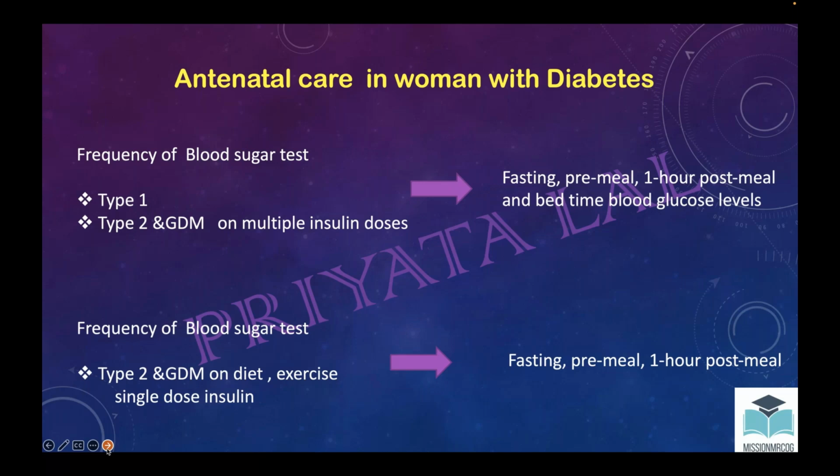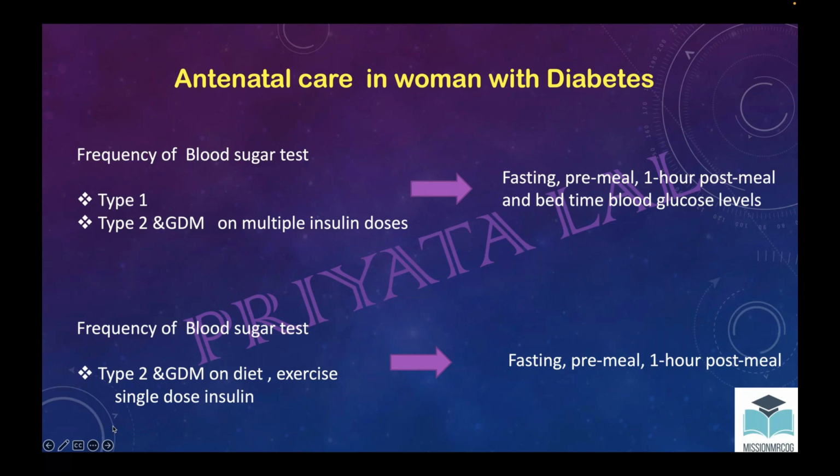Now, see here, if the patient has type 1, type 2, or GDM, and the patient is taking multiple insulin doses, 2 or 3 times she is taking insulin, you would like to see the blood sugar level fasting, pre-meal, 1 hour post meal, and bedtime. But if the patient, type 2 or GDM, is controlled on diet, exercise, or only one dose of insulin, then the testing will be fasting, pre-meal, and 1 hour post meal. Though they have not asked this question, it is important that you should know about the frequencies.